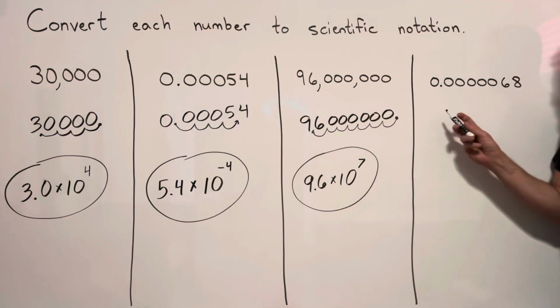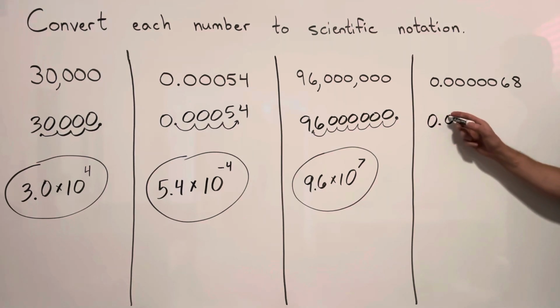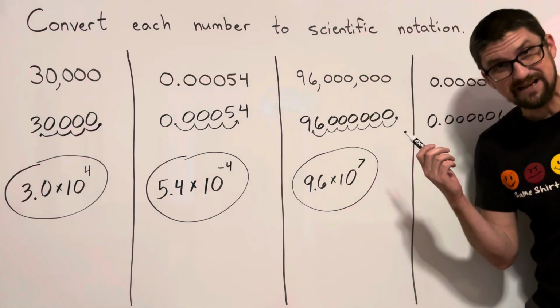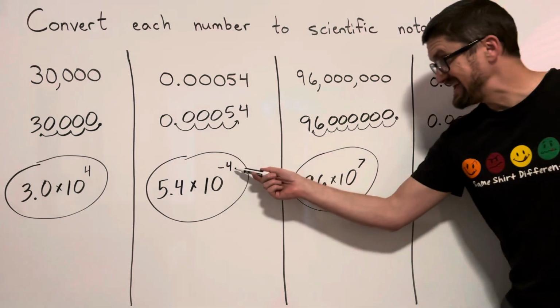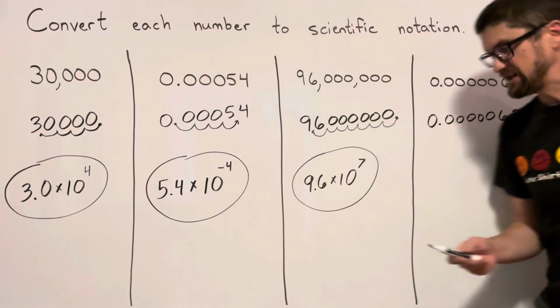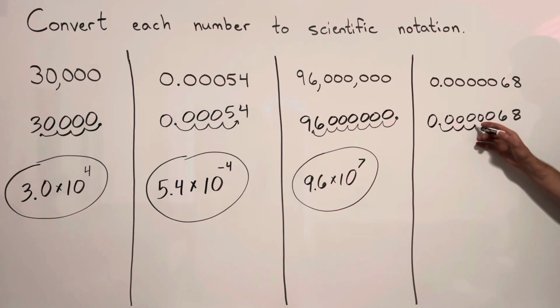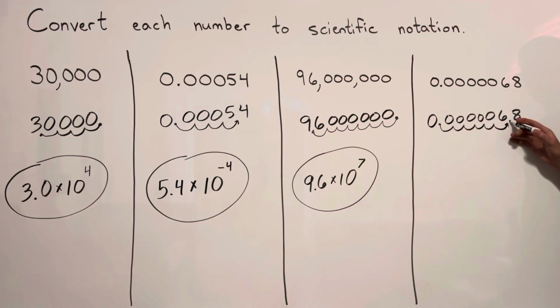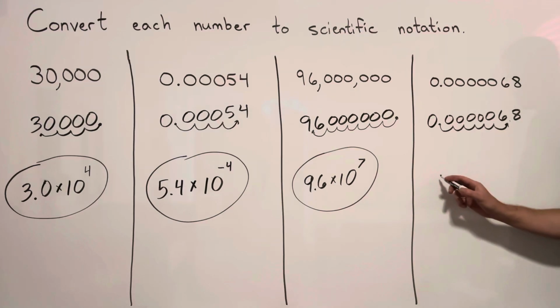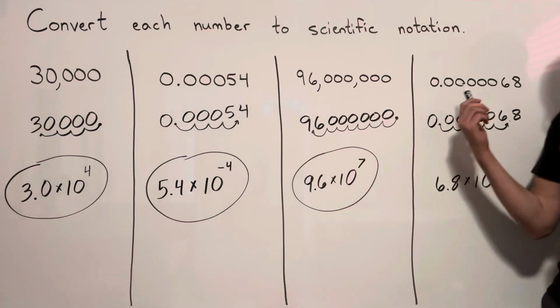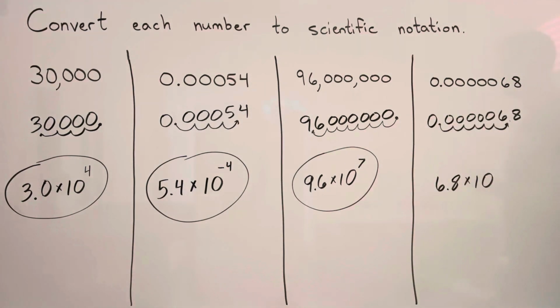And let's look at this last one. We have 0.000068. This one's tiny, between 0 and 1. That means the exponent on the 10 is going to be negative. Let's see how many spaces I have to move it. 1, 2, 3, 4, 5, 6. That's going to be 6.8. And since it's between 0 and 1, the exponent on the 10 is going to be negative. And I moved it 6 spaces, so it's going to be negative 6.